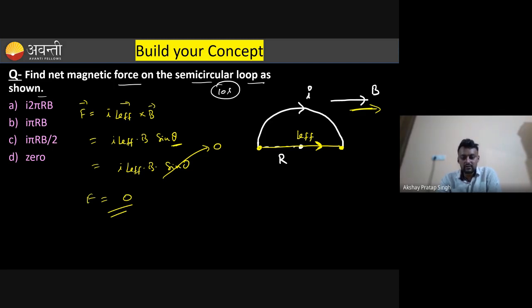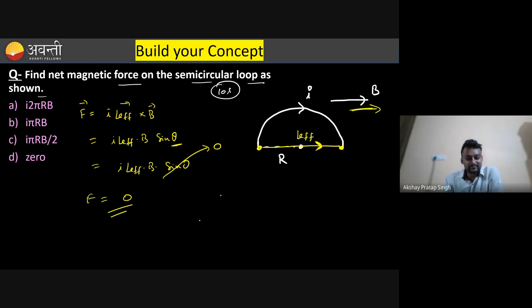Say yes sir once loudly. We will focus on every parameter in the question: the direction of the magnetic field, the direction of L effective, and L effective itself. Yes, sir. Very good, Antriksh.